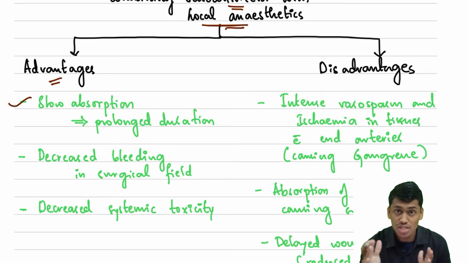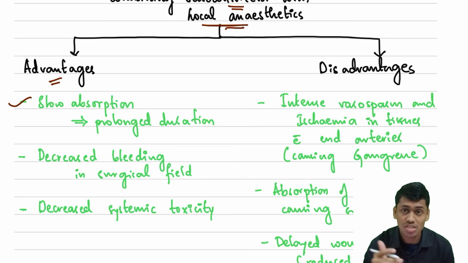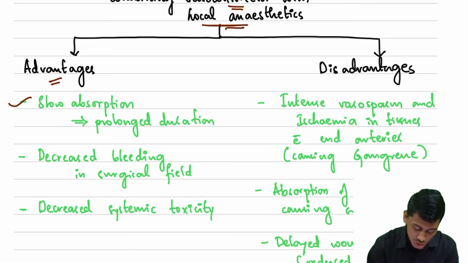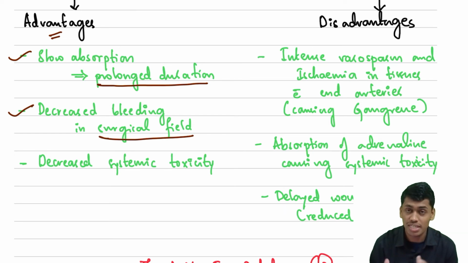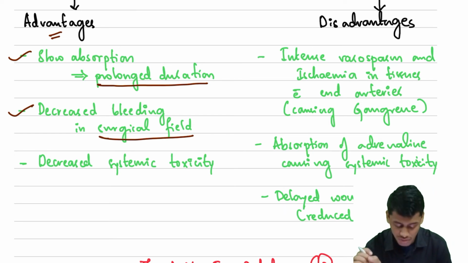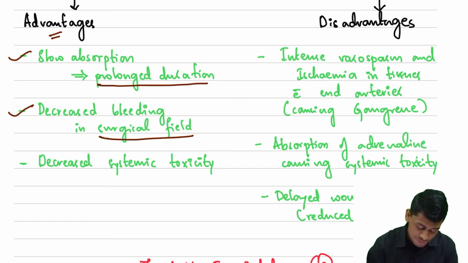As it vasoconstricts the given vessel, it blocks the flow of local anesthetic to other parts, thus containing the local anesthetic in the given part. So it directly helps in prolongation of the duration of the local anesthetic. As you can see, prolonged duration of the local anesthetic. Then finally, it decreases bleeding in the surgical field. By causing vasoconstriction of the blood vessel, it decreases the bleeding in the surgical field.